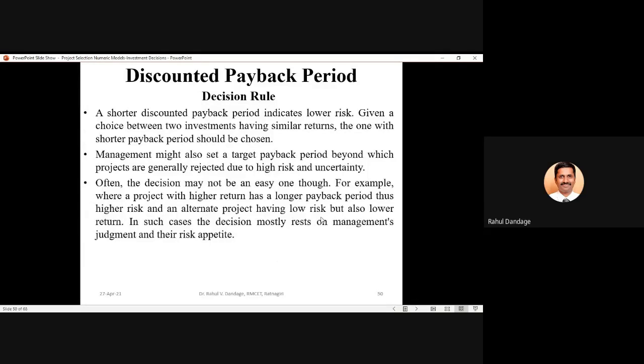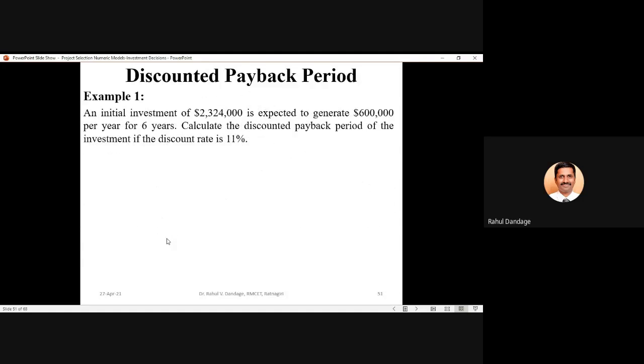The decision rule, again: a shorter discounted payback period will indicate lower risk. If there are two investments having similar returns, the project which has the shorter payback period should be selected. Again, if the returns are different, then management should decide which project is to be accepted.